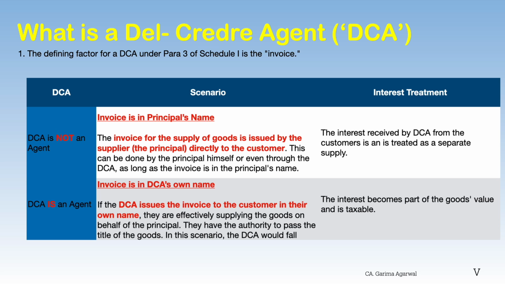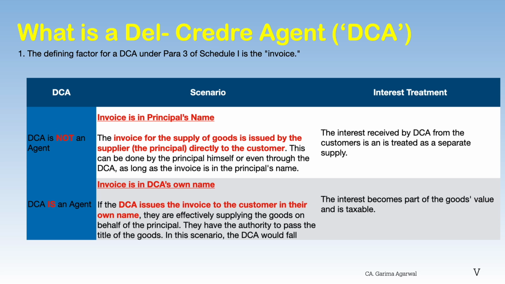The situation is very different here. Here the supply chain is principal, the goods, there is invoicing between principal to DCA and then from DCA to the customer. So the credit extended by the DCA to the buyer is not seen as an independent service. Instead, it is subsumed in the supply of goods made by the DCA to the customer.